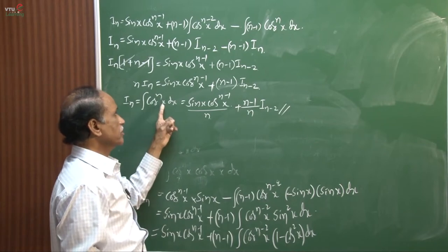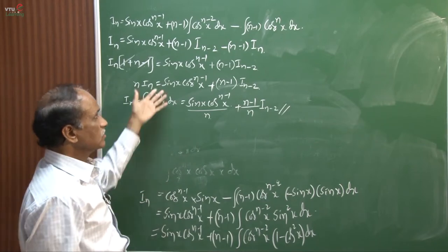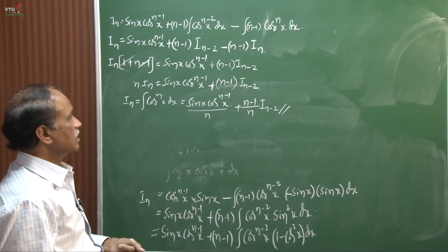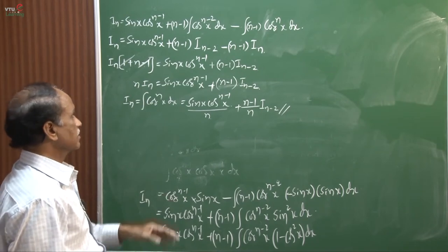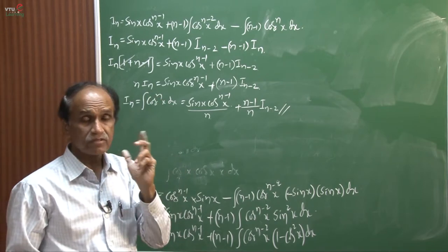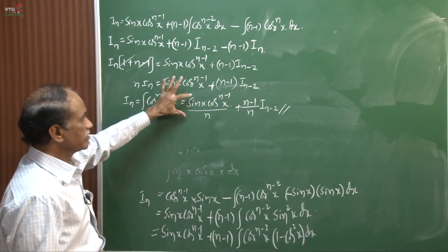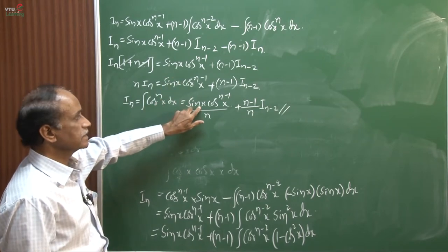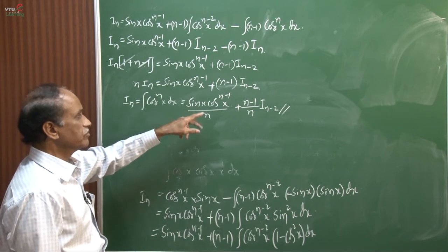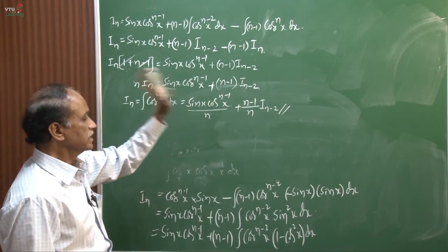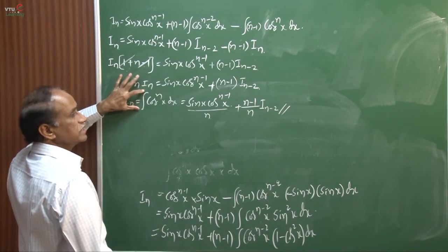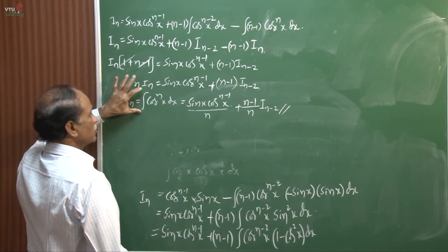The second result is cos to the power n x dx. Both are the same as the previous one with respect to the definite integral, but this is integration without limits. The first term will be different: there you had cos x and then sin to the power n minus 1, but here those two are interchanged, that means sin x first and then cos x next. This is what we call the indefinite integral, that means integration without limits.